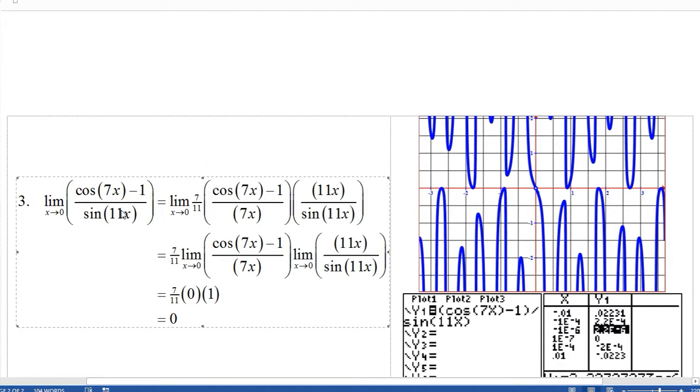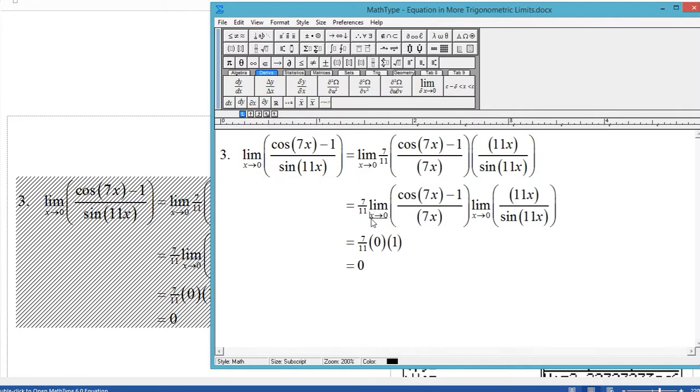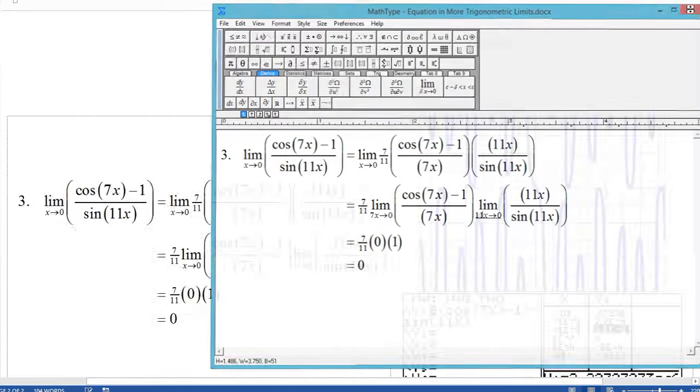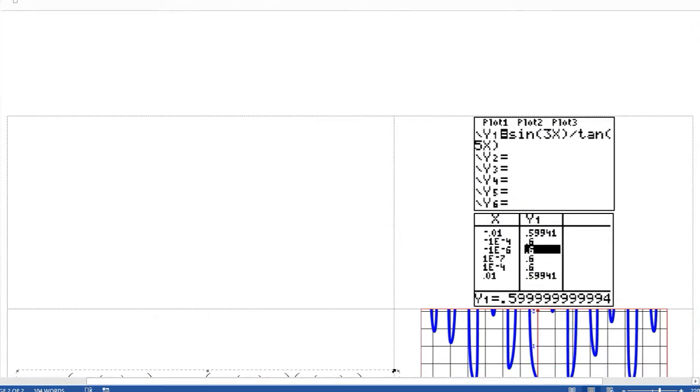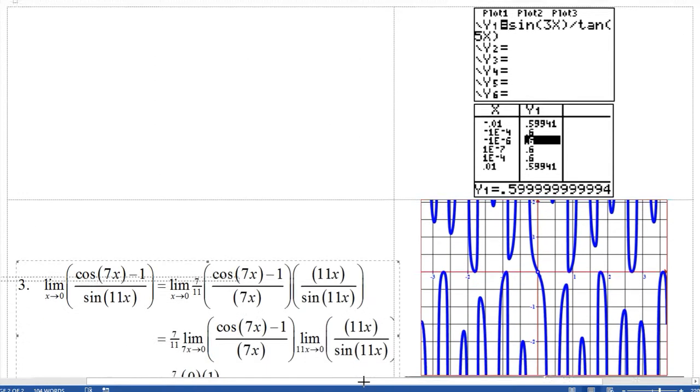Now, why do we do all that stuff? Well, we want to break this into separate limits. So first of all, the constant can be brought out front of the limit sign with the constant multiple rule. And then we have the limit of the product of these two things, which is the product of the two limits, provided they exist. Now, notice then here we can think of this as the limit as 7x approaches 0, and this is the limit as 11x approaches 0. So do some sort of substitution there.